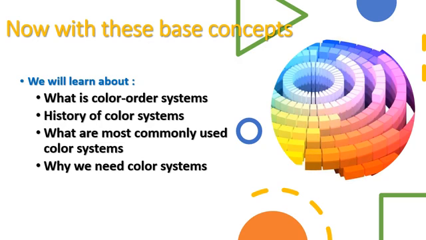Now with these base concepts in place, in this part of the lecture, we will learn about number one, what are color order systems; number two, the history of color systems; number three, what are the most commonly used color systems; and number four, why we need color systems.